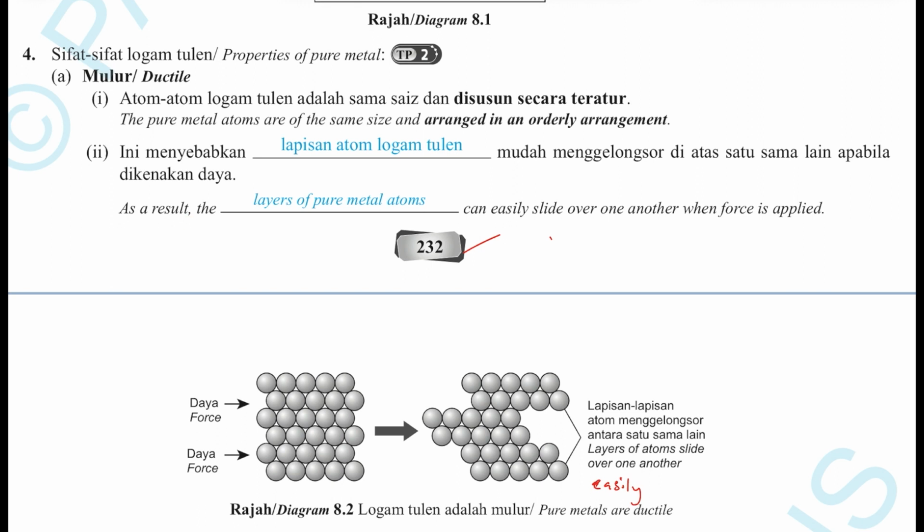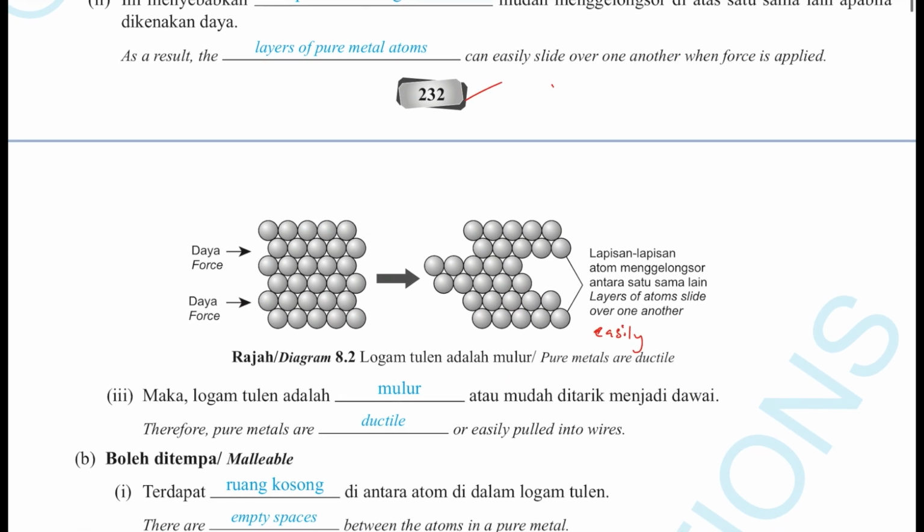Kenapa? Because you see the pure metal atoms are of the same size and arranged in orderly arrangement. As a result, the layers of pure metal atoms can easily slide over one another when force is applied. Jadi bila kita kenakan daya, okay, the layer of atoms slide over one another easily. Dia mudah. Atom ini, layer of atom, dia mudah menggelonsor. Easily slide over one another. Mudah menggelonsor. That's why kita boleh tarik logam tulen ini menjadi dawai.